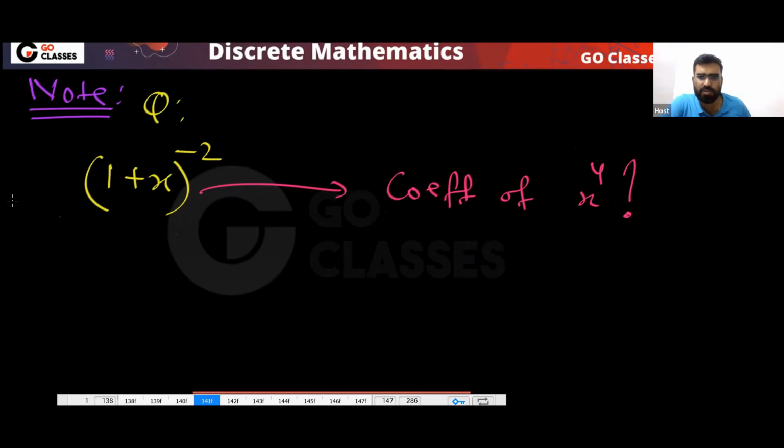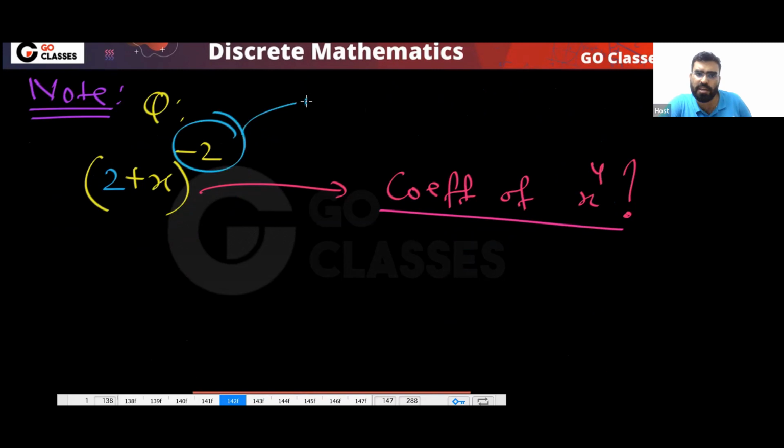Okay, let me ask another question. In the same question, if I do (2 plus x) power minus 2, what is the coefficient of x power 4? What will you do? (2 plus x) power minus 2, and I am asking you the coefficient of x power 4. What will come to your mind? Remember, here the power is a real number, not a positive integer.